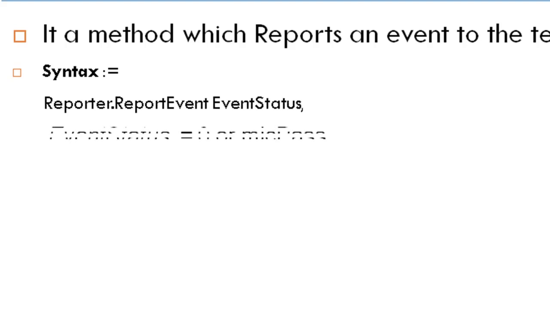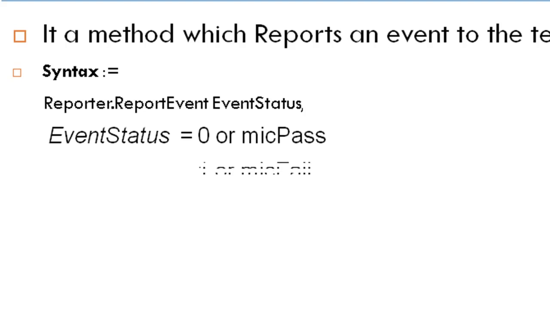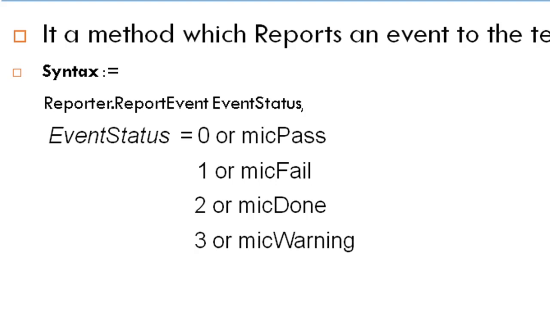Event status can have values 0 or micPass, which sends a pass status to the test results window; 1 or micFail, which sends a fail status to the test results window; 2 or micDone, which sends a message to the test results window without affecting the pass or fail status; 3 or micWarning, which sends a warning message to the test results window.